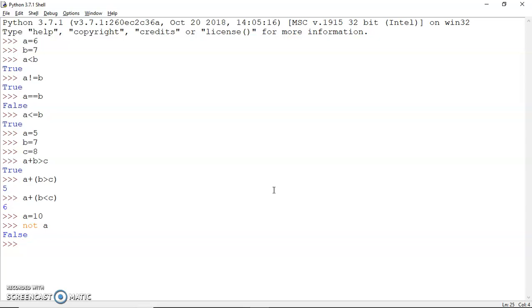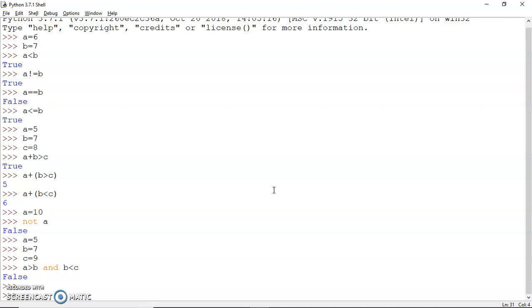Okay, let's work with and. Say a is equal to 5, b is equal to 7, and c is equal to 9. So if I write a greater than b and b less than c, there are two conditions now. For this entire expression to be true, both the conditions must be true. That is how AND works. AND combines two conditions and returns true only if both the conditions are true. Even if one of the conditions is false, the result is false. So a greater than b is false, so obviously we know that the answer to this expression is false.